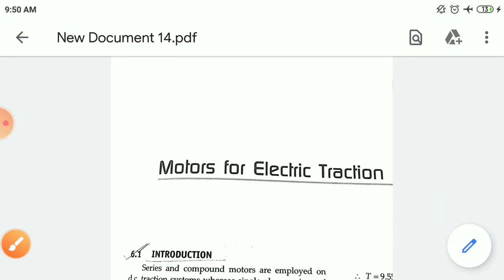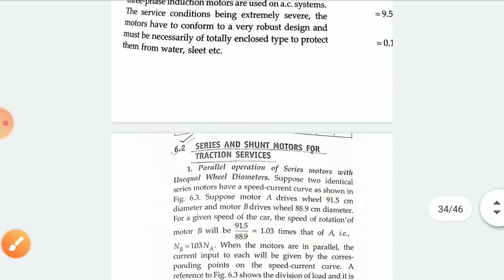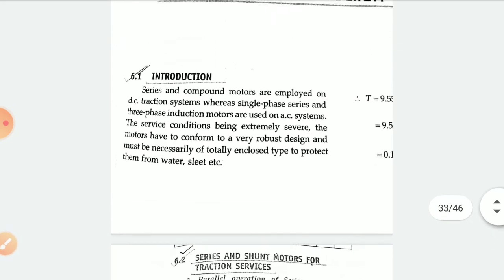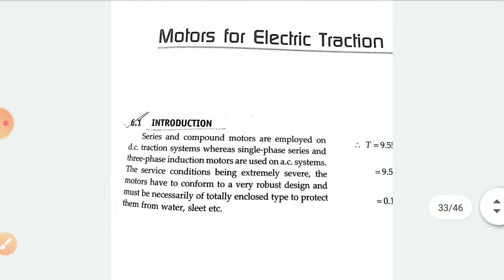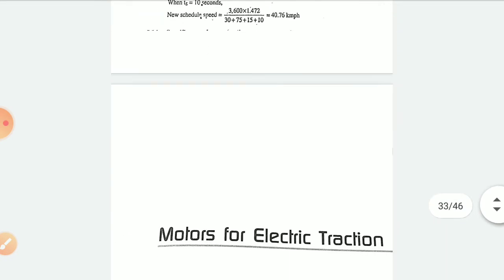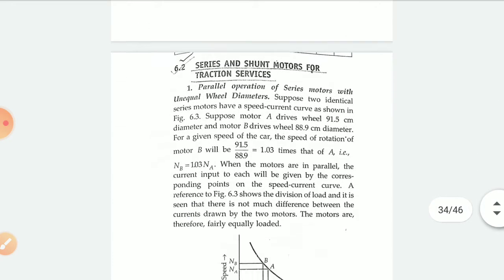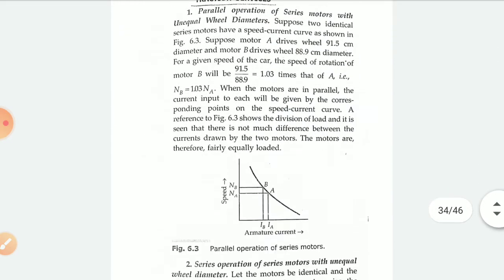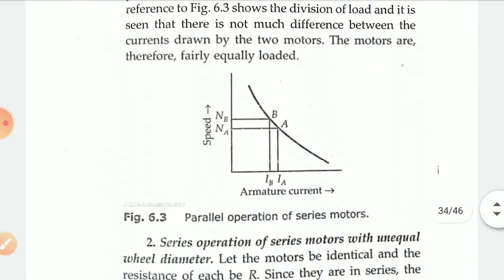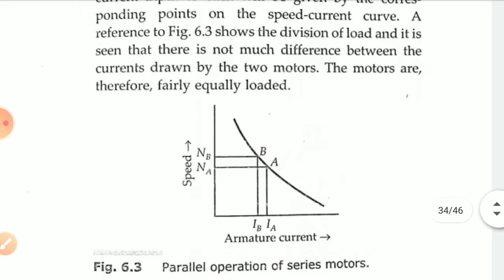Here we are using DC motors. You know the speed characteristics of DC motors already, how exactly they vary. Also we have series and shunt motors for the traction services. So you know this is the speed current characteristic of your series motors here.